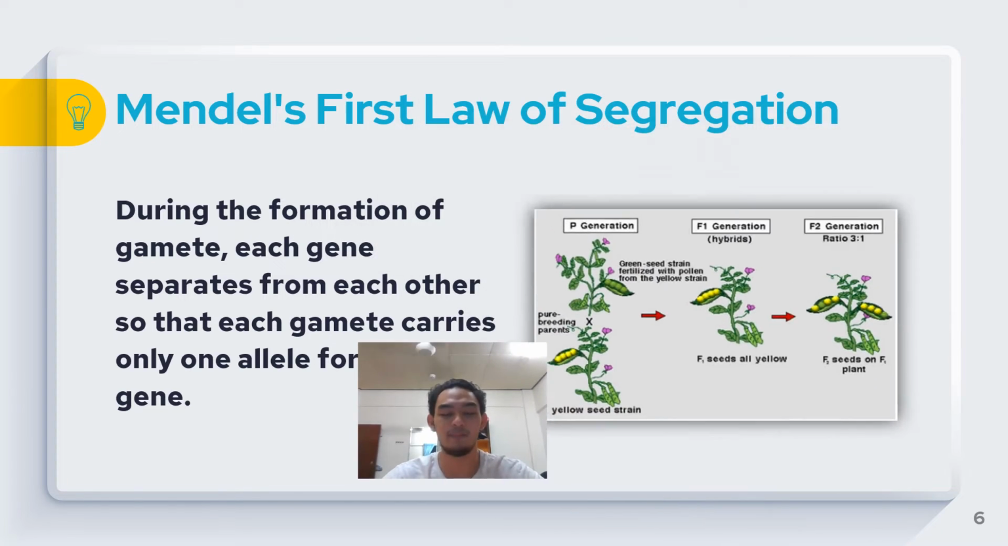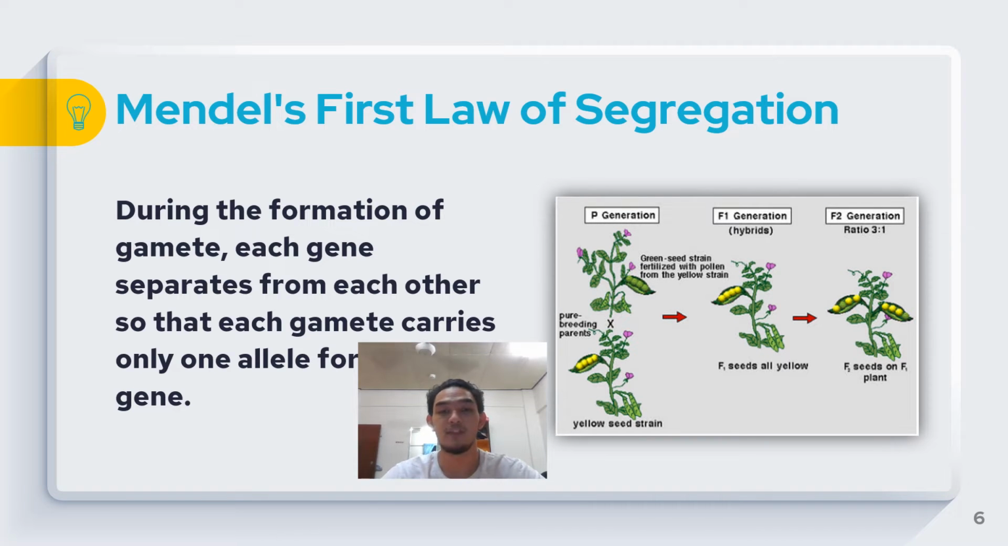So, from the diagram, each gamete of the P generation should carry its own allele, for example, a green allele and a yellow seed strain. Next, we have the F1 generation, which is the hybrid. Here we can see that the characteristic of the plants fully follows the dominant allele from the P generation, which is yellow. And finally, the last generation, the F2 generation.